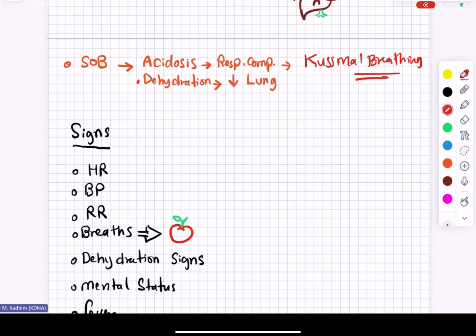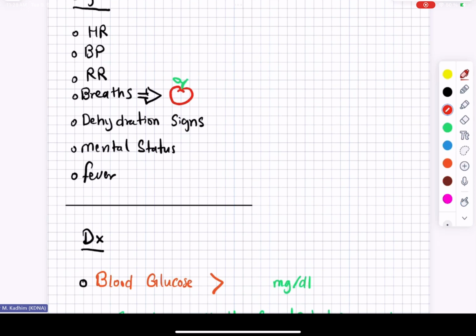Also, the dehydration can cause a decrease of lung compliance. The lung is so stiff because of the dehydration that the patient cannot actually move it, so he feels shortness of breath. These are two causes of shortness of breath.